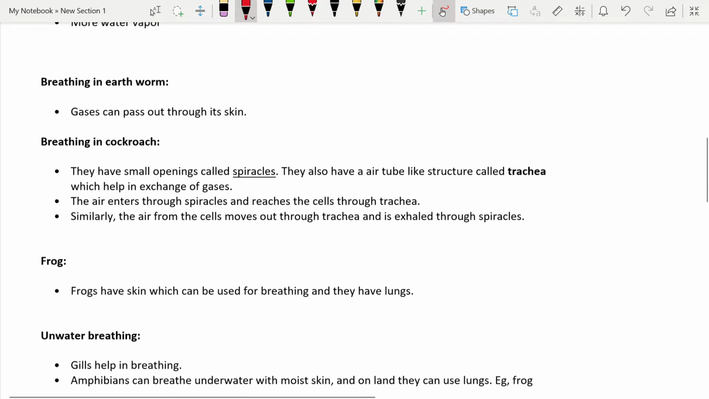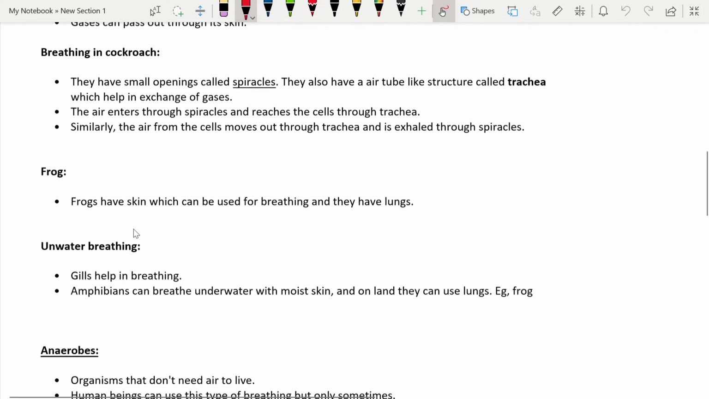Breathing in earthworms: gases can pass through their skin. Breathing in cockroaches: they have small openings called spiracles. They also have air tube-like structures called trachea, which help in the exchange of gases. The air enters through the spiracles and reaches the cells through the trachea. Similarly, the air from the cells moves out through the trachea and is exhaled through the spiracles.